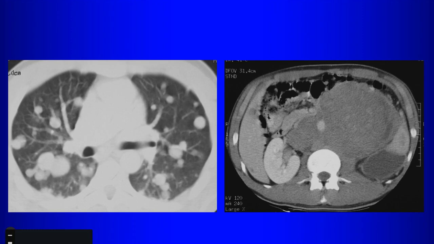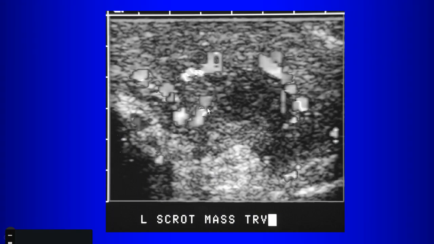What if I tell you it's a young male? Germ cell tumor, metastatic seminoma. So another term for these kind of well-defined round lesions might be cannonball lesions. Yeah. So this is a patient who had seminoma, testicular tumor.